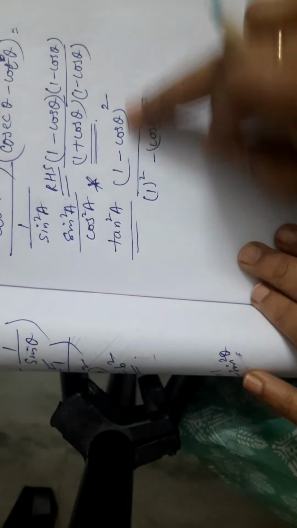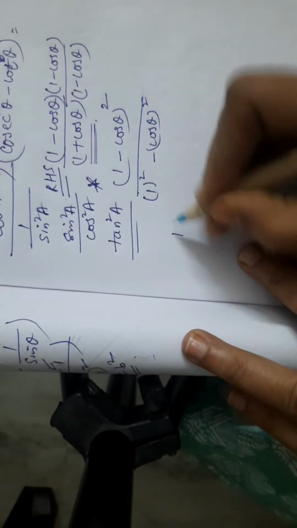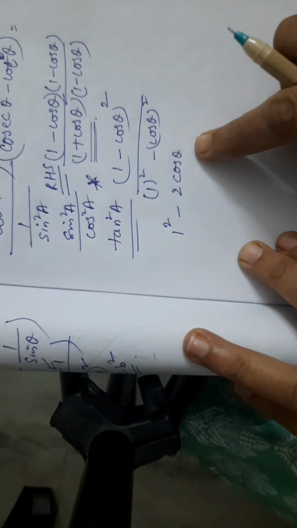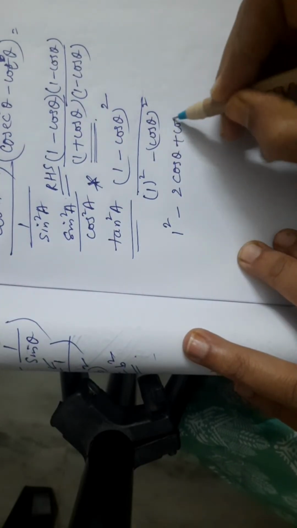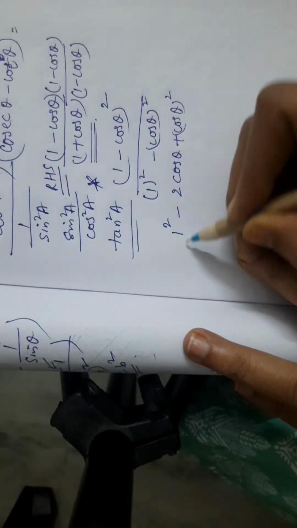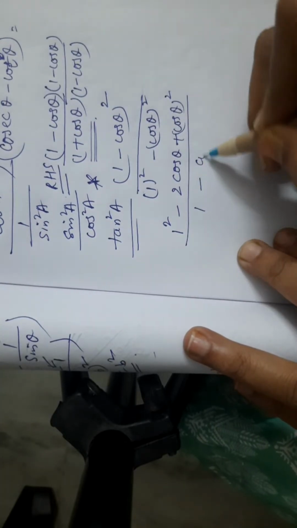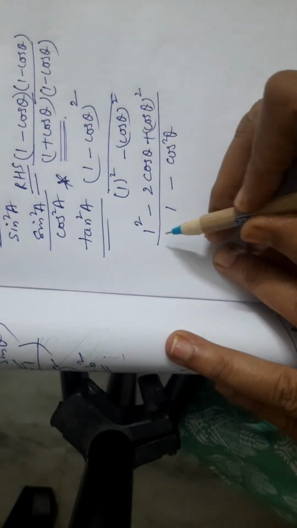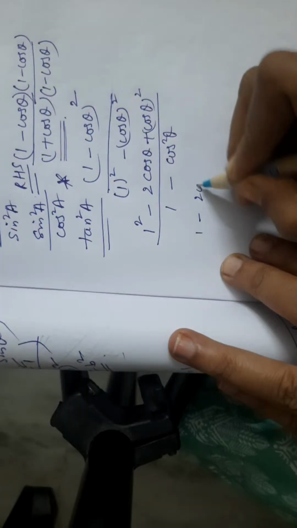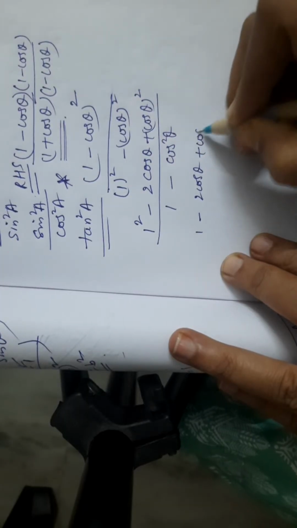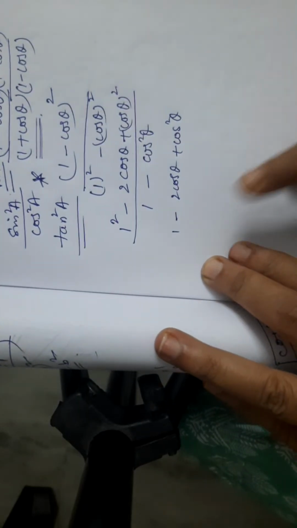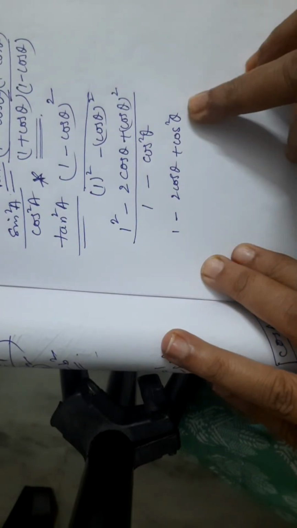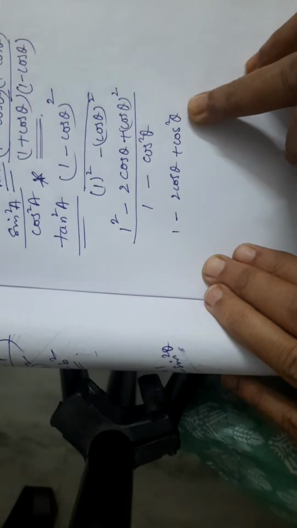Now write down the whole square identity, a square minus 2ab plus b square, where a is 1, so directly write 2ab, then b square, whole divided by 1 minus cos square theta. Now 1 minus 2 cos theta plus cos square theta, and here 1 minus cos square theta.